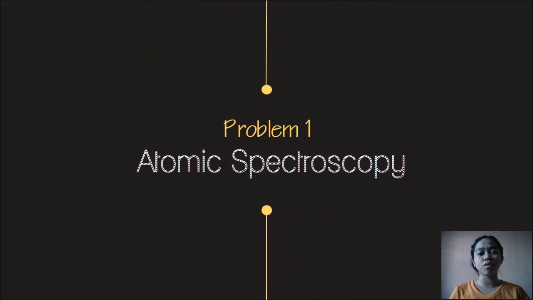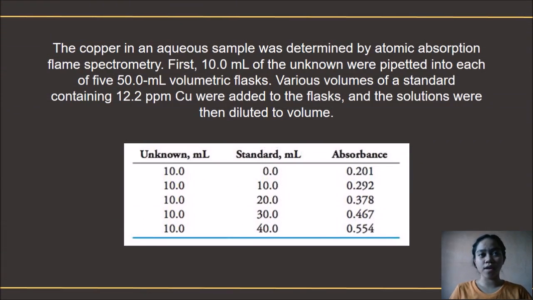This problem came from the book of Skoog, The Fundamentals of Analytical Chemistry, 9th edition. Let's get started. The copper in an aqueous sample was determined by atomic absorption flame spectrometry. First, 10 ml of the unknown were pipetted into each of 5 50 ml volumetric flasks. Various volumes of a standard containing 12.2 ppm copper were added to the flask, and the solutions were then diluted to volume. So this is the table that we're given in the problem, and we will use these values to answer the following 7 questions.